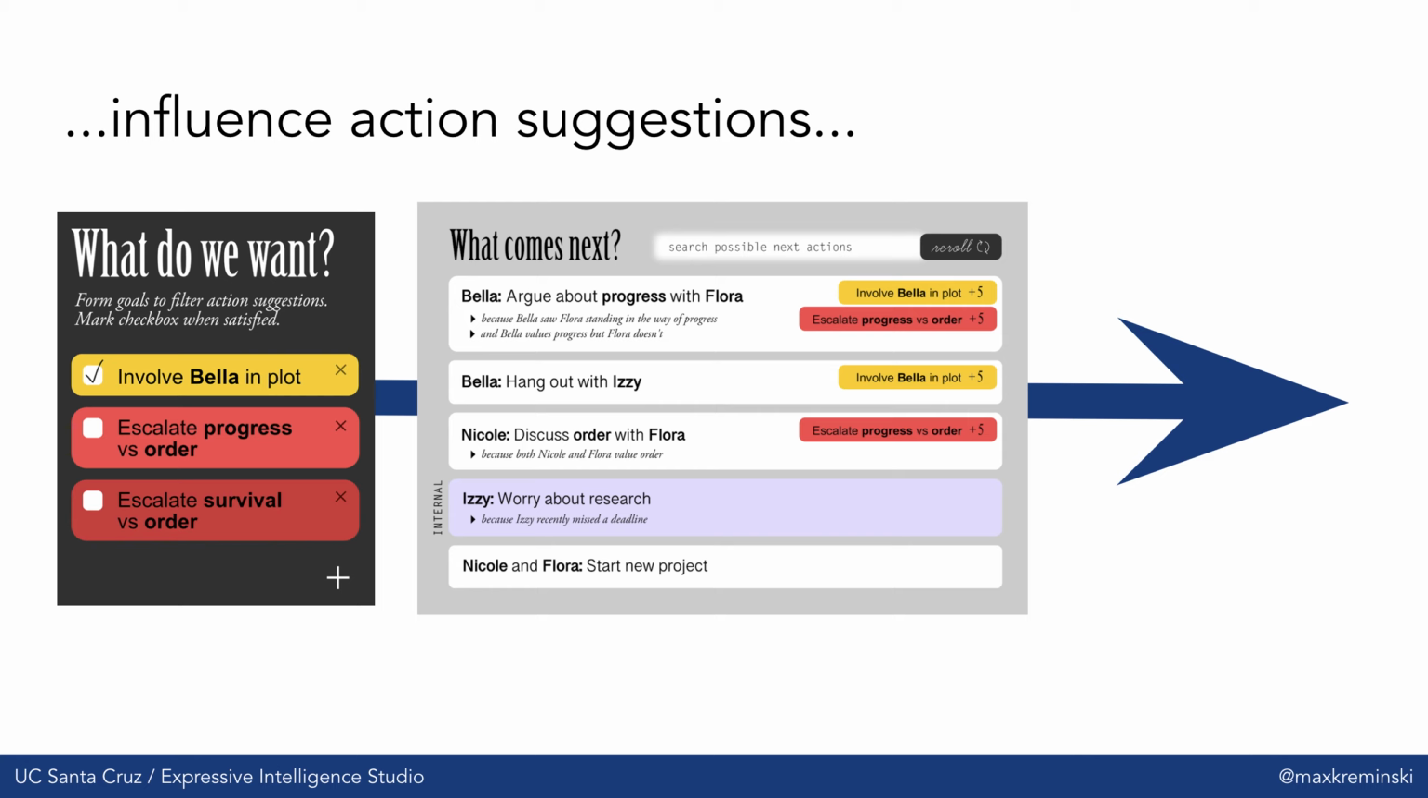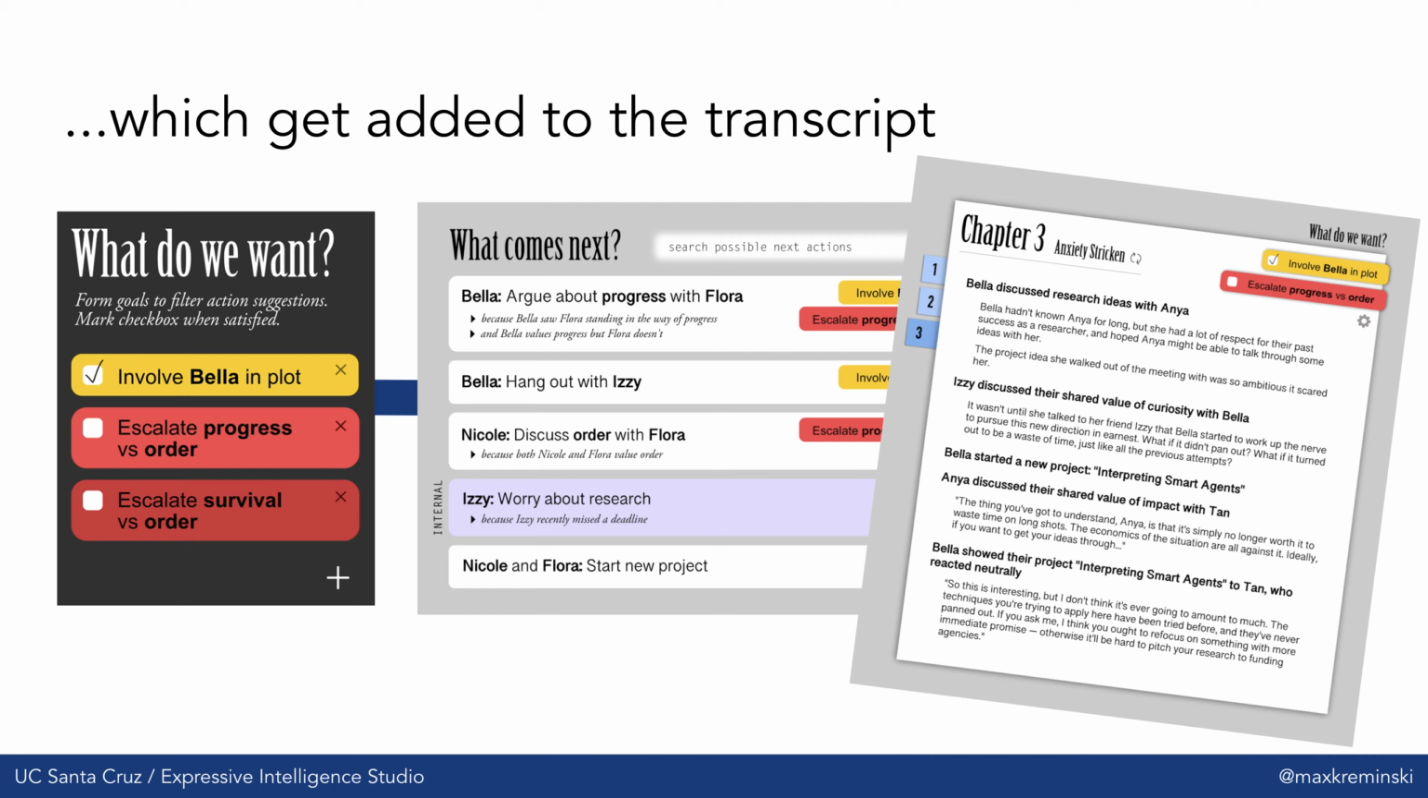In this case, you can see that the top action that's recommended here, Bella argue about progress with Flora, advances two of the author goals that are present simultaneously. It both involves Bella in the plot, and it also escalates this tension of progress versus order that the players would like to see escalated currently. And then, when the players select one of these actions to have happen, it gets locked in and added to the transcript. So you see the bold, terse description of the action up top, and then again, the player-generated description of the action, which is a freely editable text box below.